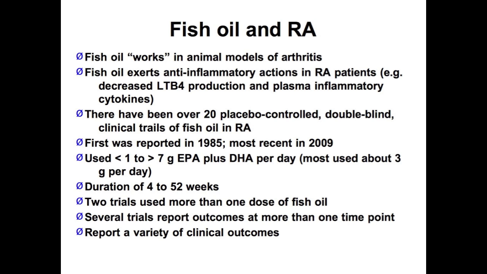It works, I put it in inverted commas, in other words it can both prevent and treat animal models of arthritis. If you give sufficient omega-3 fatty acids to patients with arthritis, you can show changes in the sort of chemicals that I've been talking about. There have been 20 plus proper randomized controlled trials of fish oil and arthritis. There have been lots of other sorts of studies, open label studies, all sorts of things. But there have been over 20 randomized controlled trials. The first was reported in 1985. The most recent, when I made this slide, was 2009.